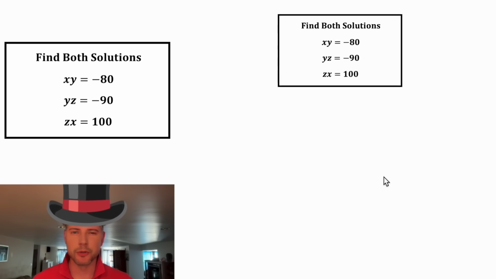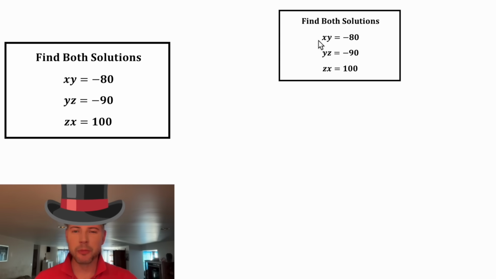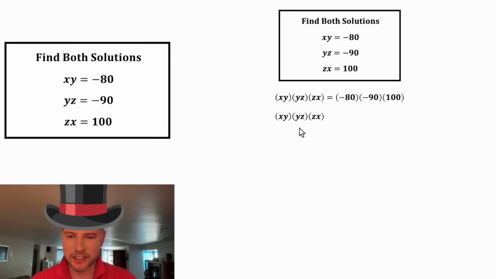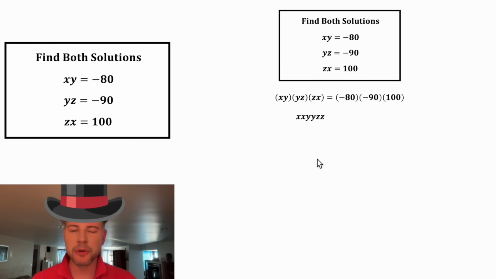So to start it off, I want to multiply xy times yz times zx. And that'll be equal to negative 80 times negative 90 times 100. To simplify this, on the left-hand side, let's get rid of the parentheses and we can rearrange the like terms together. x times x will be x squared, y times y will be y squared, and z times z will be z squared. And then on the right-hand side, this times this times this is equal to 720,000.